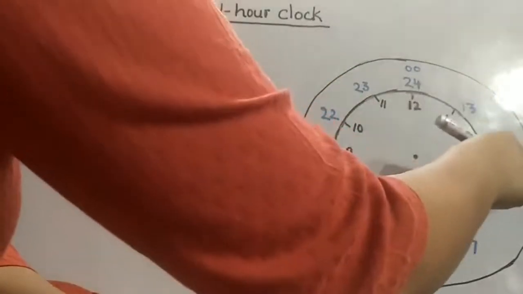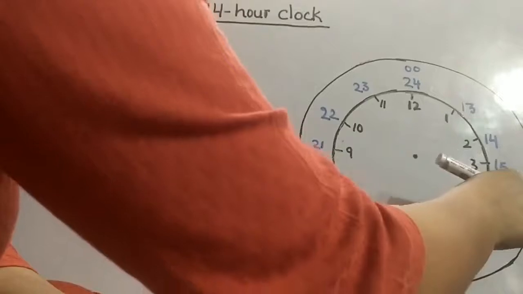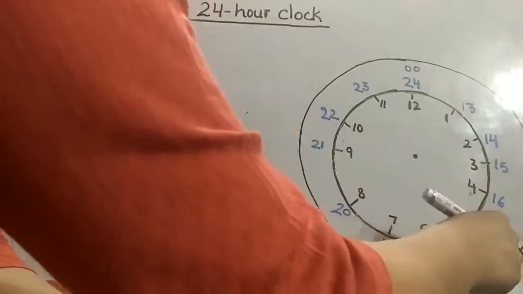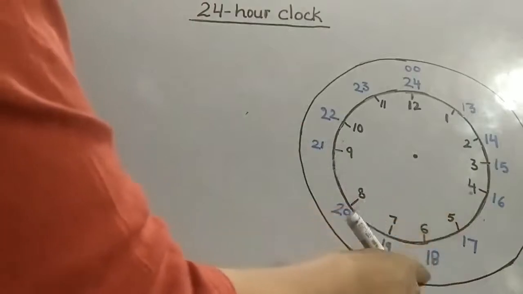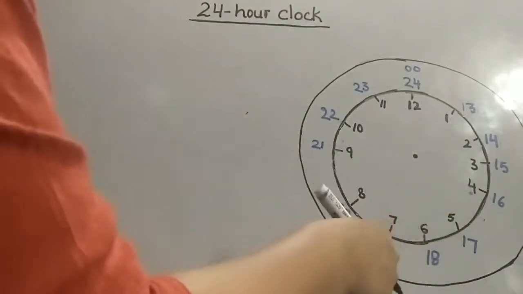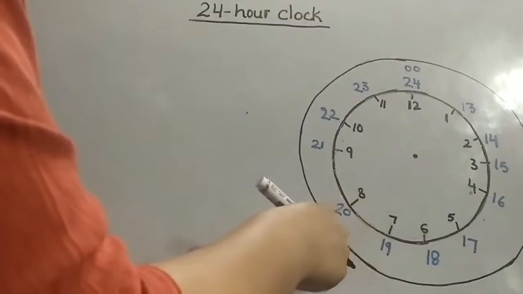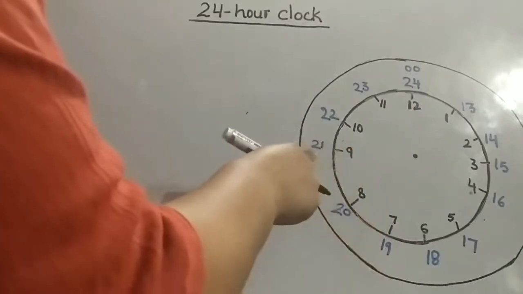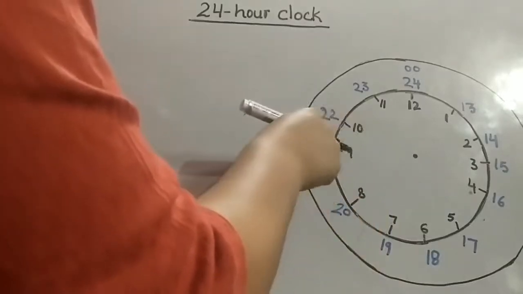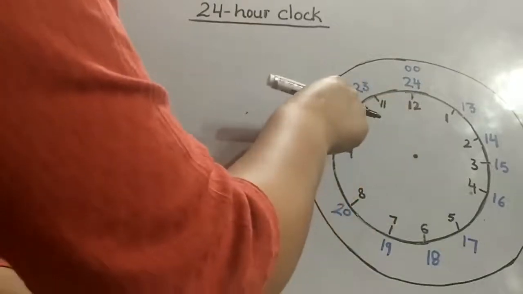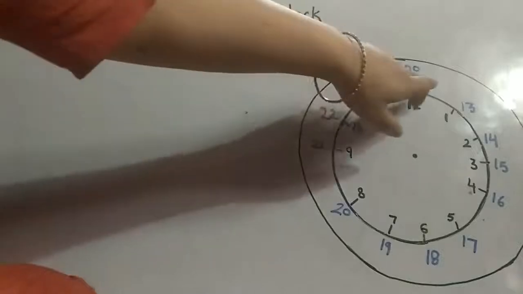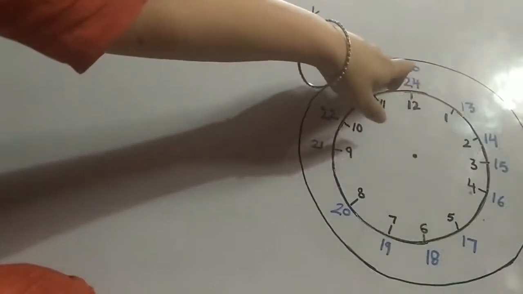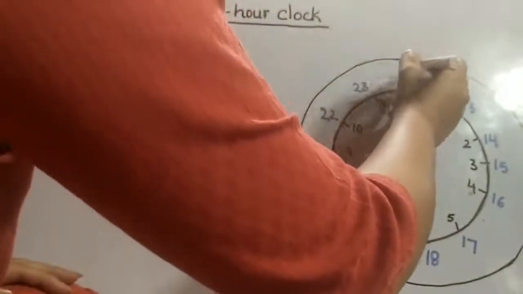2 p.m. will be 14. 3 p.m. will be 15. 4 p.m. will be 16. 5 p.m. will be 17. 6 p.m. will be 18. 7 p.m. will be 19. 8 p.m. will be 20. 9 p.m. will be 21. 10 p.m. will be 22. 11 p.m. will be 23. And 12 midnight again, we can write 24 or we will write it 00, because from this hour the next day starts.